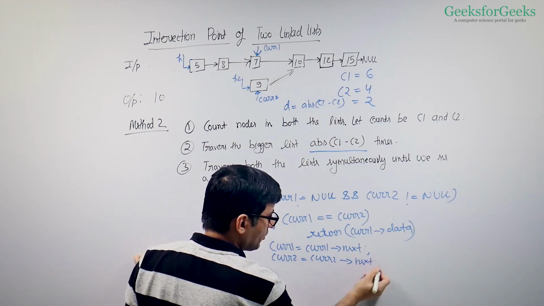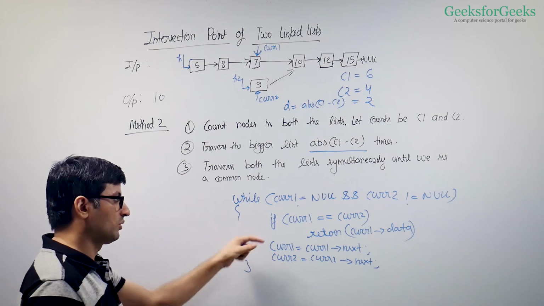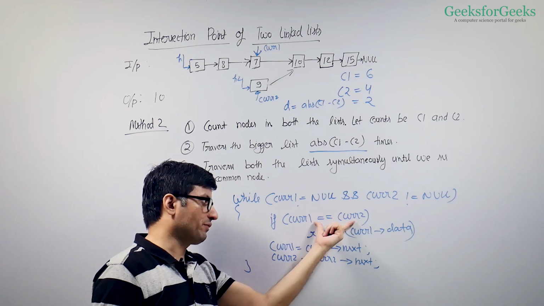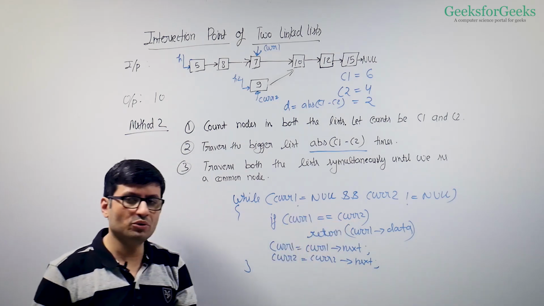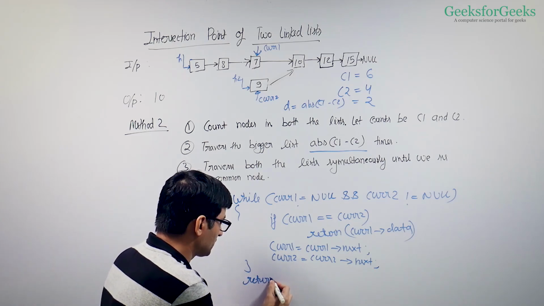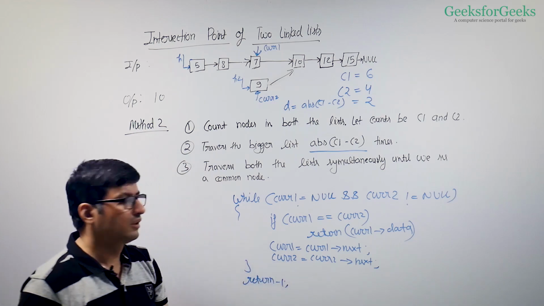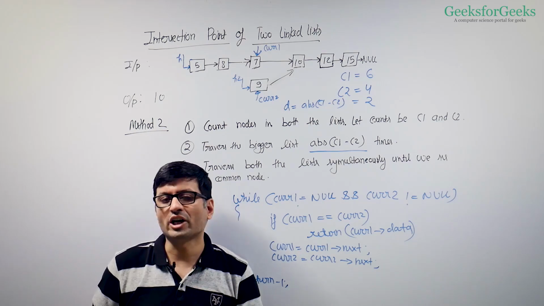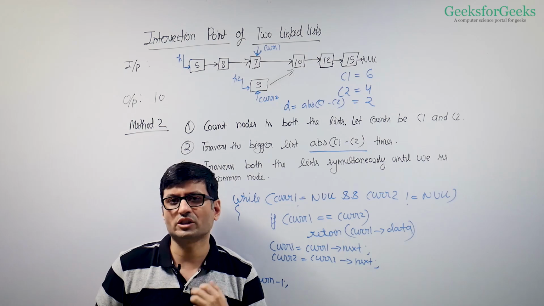And if you do not find any common nodes, if you never went into this if condition, then what do? You return some value -1 to indicate that there is no intersection, right? So this is a solution that works in linear time, requires constant extra space.